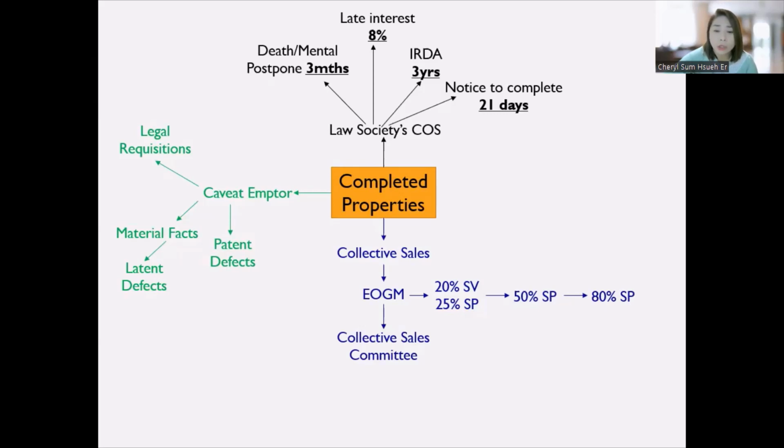Now, in this EOGM, they're going to elect this collective sales committee, which will be dissolved after 1 year if the minimum percentages of consensus is not obtained. So minimum consensus meaning any building that is 10 years and above, you will require 80% votes to say yes, 80% of share value. Anything younger than 10 years old, 90%. So take note of the percentages here.